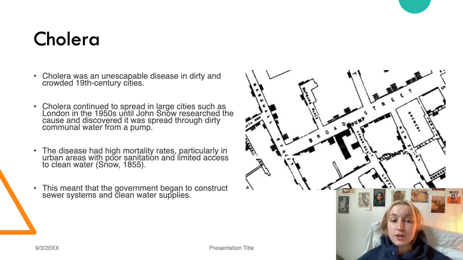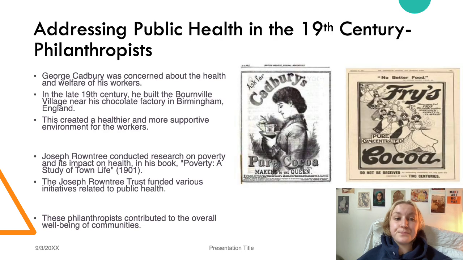In conclusion, the causes and effects of public health problems in the 19th century were shaped by various factors, including rapid urban development, inadequate sanitation, overcrowding, and limited medical knowledge. These factors contributed to the spread of diseases such as cholera and had significant effects on public health. However, the challenges also stimulated crucial advancements in public health practices and the enactment of legislation to improve living conditions and mitigate the impact of diseases.